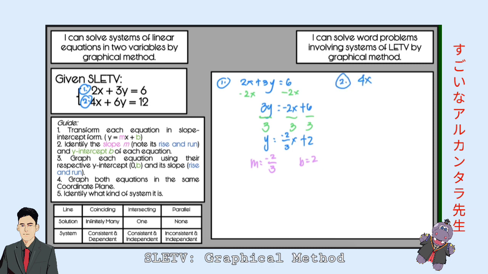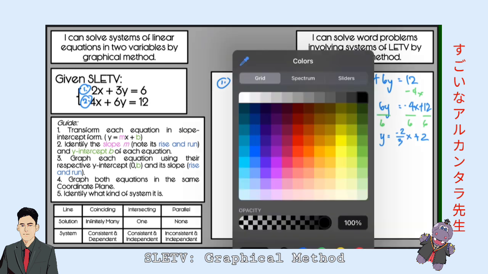Next, let's do our second equation. We'll have 4x plus 6y equal to 12. Subtract 4x to both sides. You will get 6y is equal to negative 4x plus 12. Divide the entire thing by 6 to isolate the y variable completely. You will get y is equal to negative 2/3 x plus 2. I think you can see already with our slope-intercept form versions that they are the same thing.